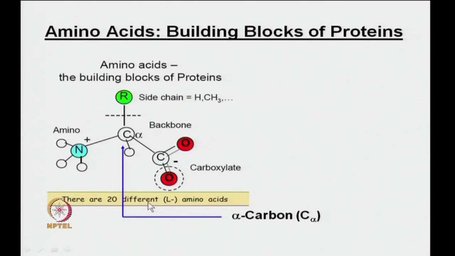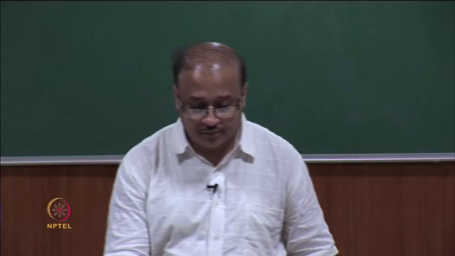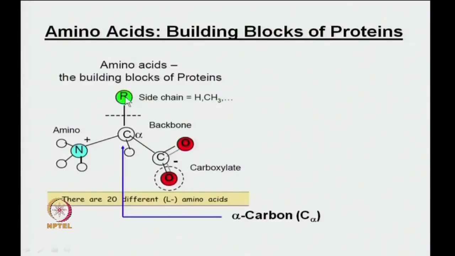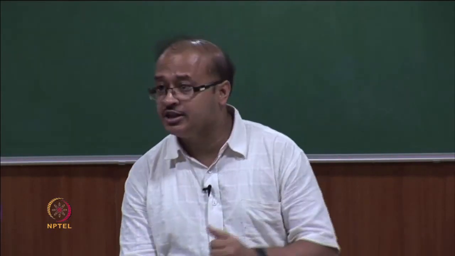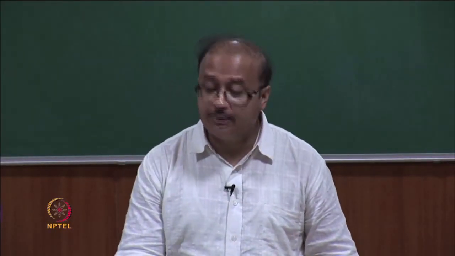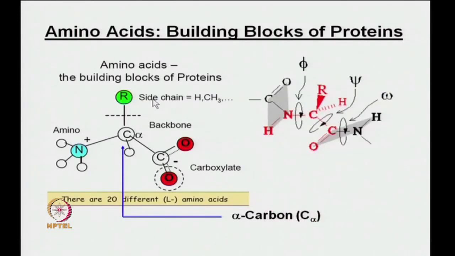There are 20 different amino acids, and these are L amino acids. These are the naturally occurring 20 different amino acids. Depending upon the nature of the R, the nature of the amino acid will change. Nature means whether it is polar, non-polar, charged, or neutral; all will depend upon this. So, this is the basic structure of the amino acid. Each amino acid has this amino group, the carboxyl group, and an R group, which gives it its identity, and then you have the C alpha in the middle. This is essentially your chiral center.